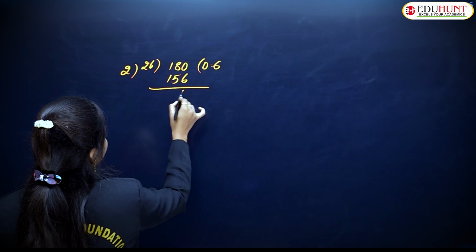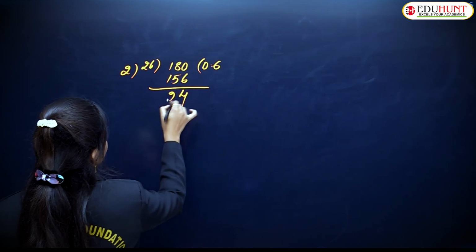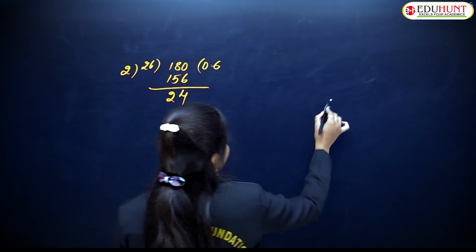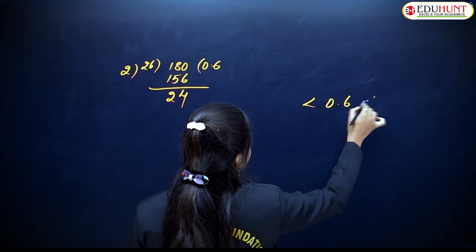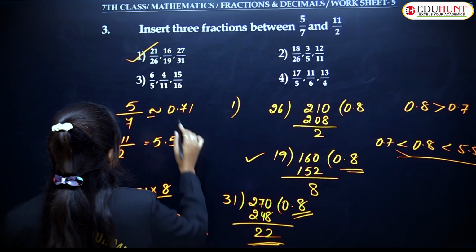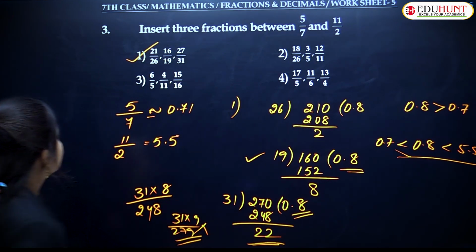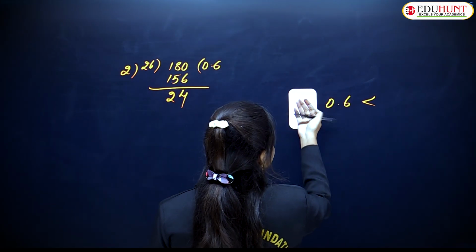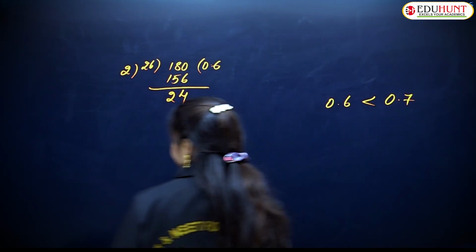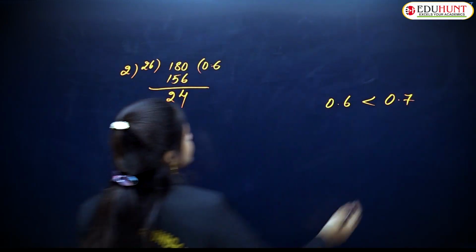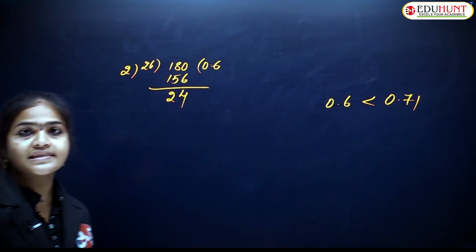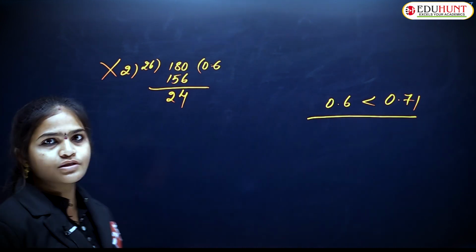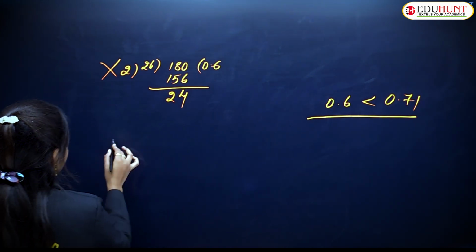Understood? The leftover here is 4 and 7 minus 5 is 2, 24. Understood? Whatever it may be, 0.6 is there. So is 0.6 also in between? Which numbers are there? 0.71 and 5.5. So 0.6 is less than 0.71. That's why as per that this condition is wrong. Okay, the second option is not satisfying.